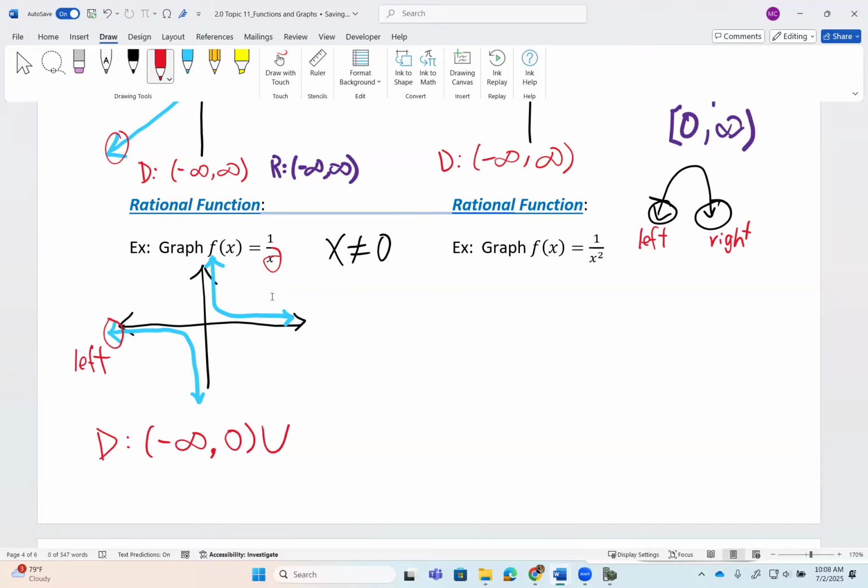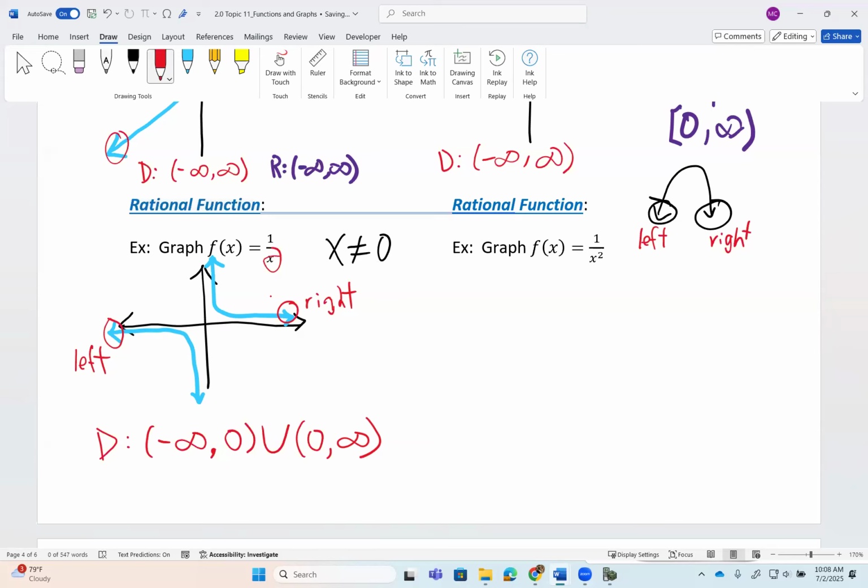Union means the word or. My graph can be from 0, right? 0 is almost like my reference number I'm using. Keep on going to the right. There you go. One restriction, your graph in 2 parts.